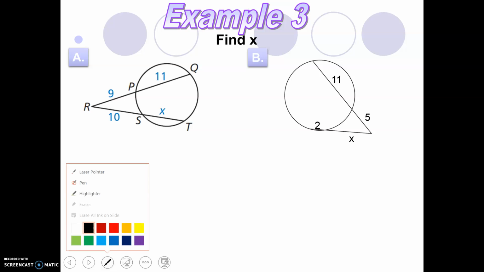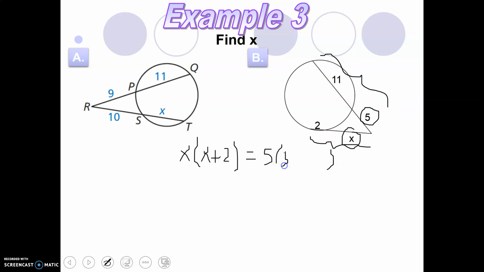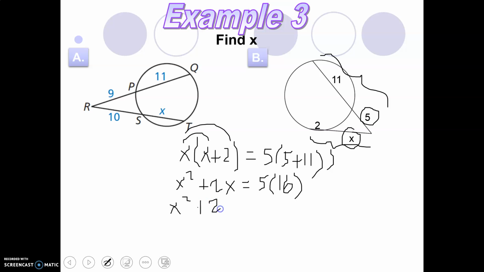I'm sorry guys, just trying to figure this thing out here. Okay, so I'm going to take the outer value, which is x, and multiply by the whole thing, which is x plus 2. I'm going to take the outer, which is 5, and multiply that by 5 plus 11. Now when we distribute on this side, we're going to get x squared plus 2x is equal to 5 times 16, which is 80.